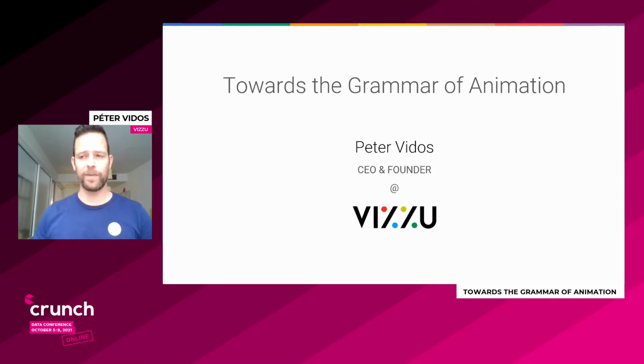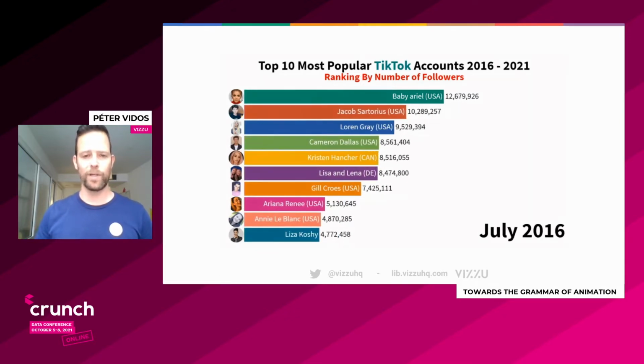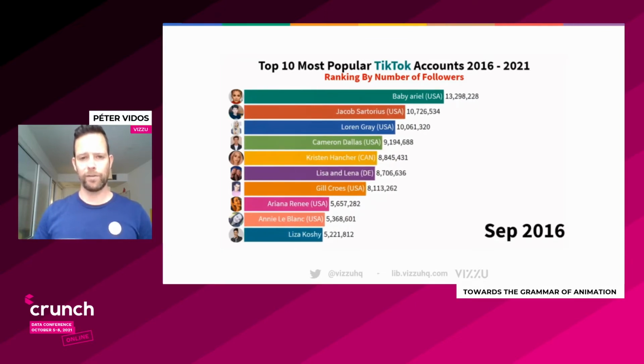In the abstract that I provided, first things first, I promised you the world's most popular TikTokers. So here they are, shown on this really nice racing bar chart. It's a very popular animated chart type, so much so that at a certain point they were banned from the subreddit Data is Beautiful.